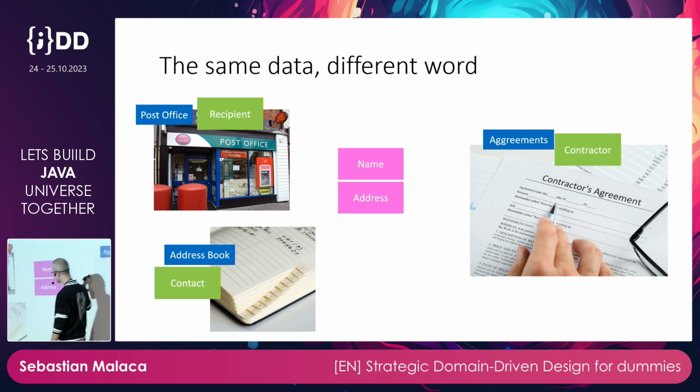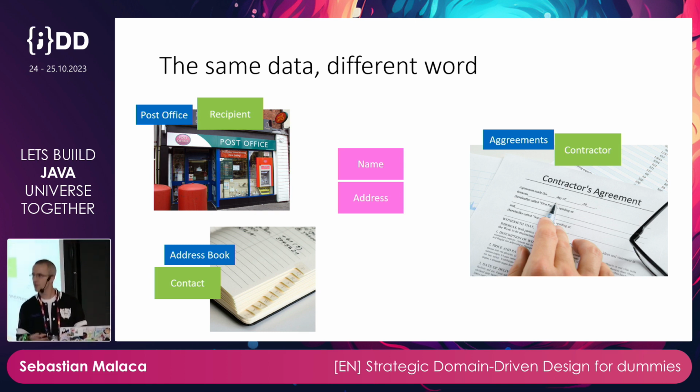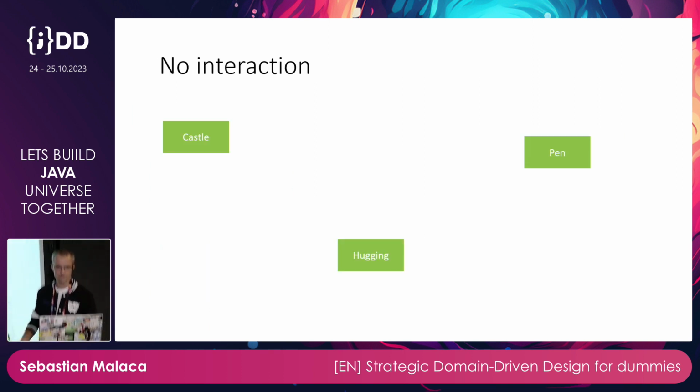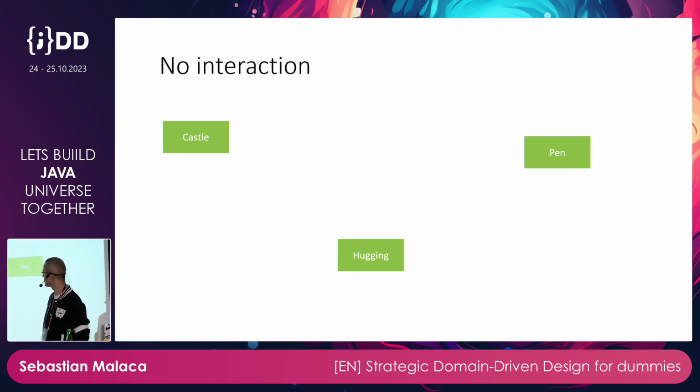Here, the same data, but the word that will describe them is totally different. This is another way to find boundaries between your contexts. And the coolest one, the one I showed you at the very beginning, is no interaction. This is the greatest one.